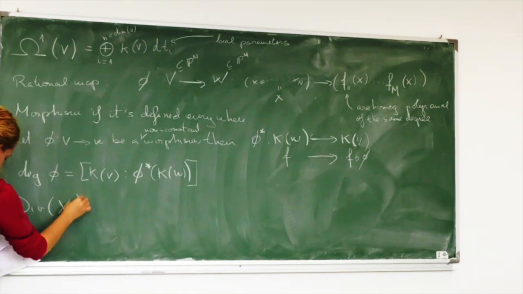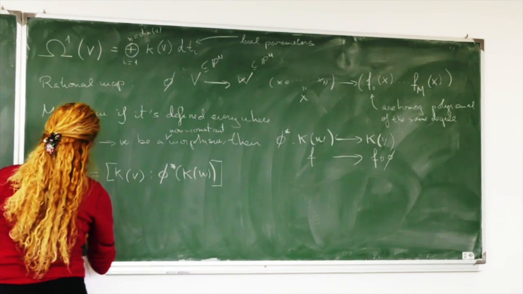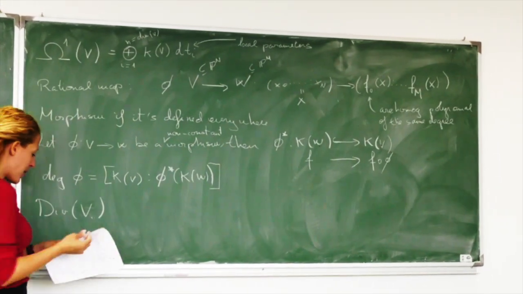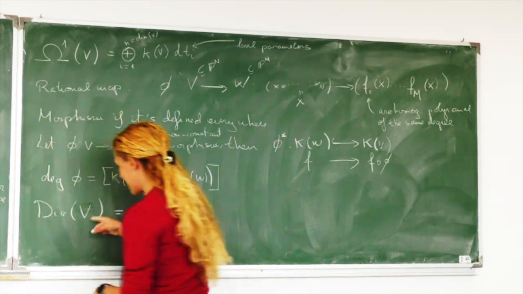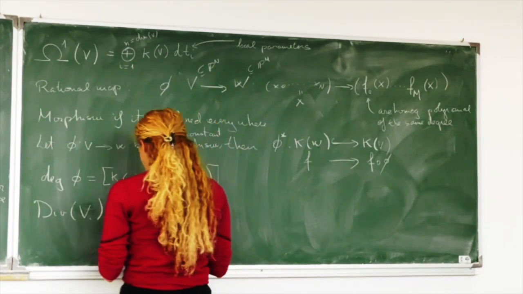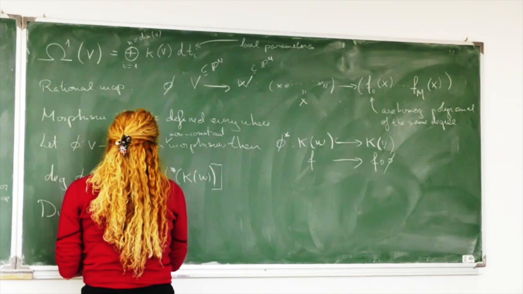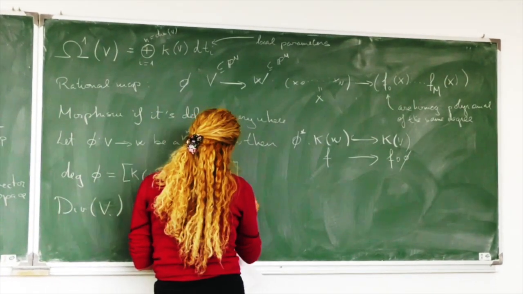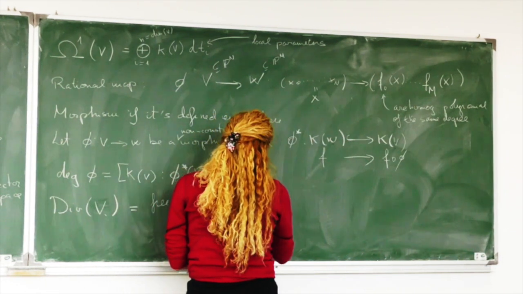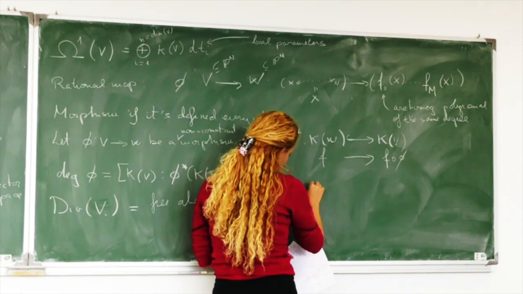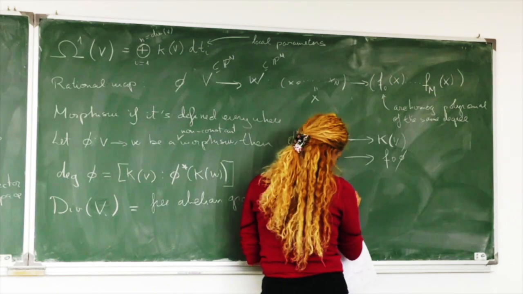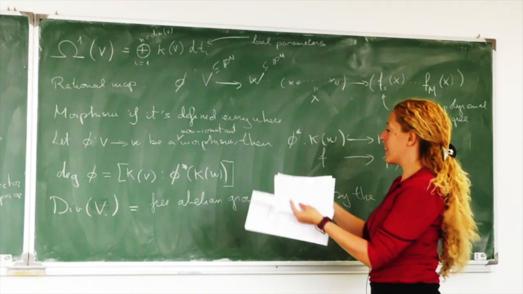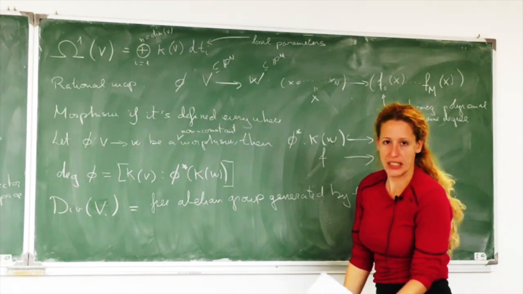A divisor on a variety X, well, let me call it V, because I'm calling V the variety all the time. A divisor on V, actually, this set is a set of divisors, and this is the free abelian group generated by... So I'm going to write it. It's going to be so long. Then I'm going to write it with symbols, and you will see it's easy.